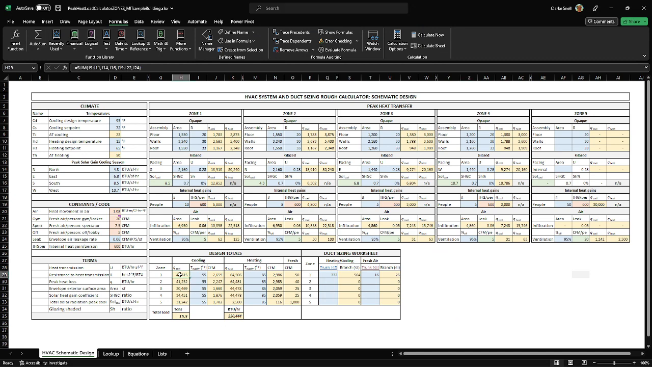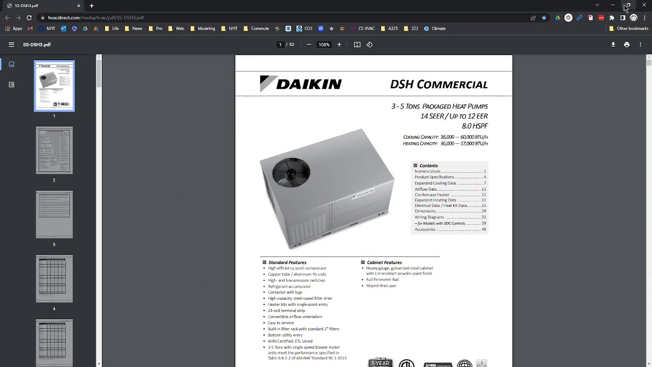for each of these zones, it's 12,000 BTUs per ton. So this would be 4 tons, 4 tons, 3 tons, 3 tons, 3 tons. We could use a separate rooftop unit for each of these zones, and that would work for this unit that I found. It'd be very small, very simple.